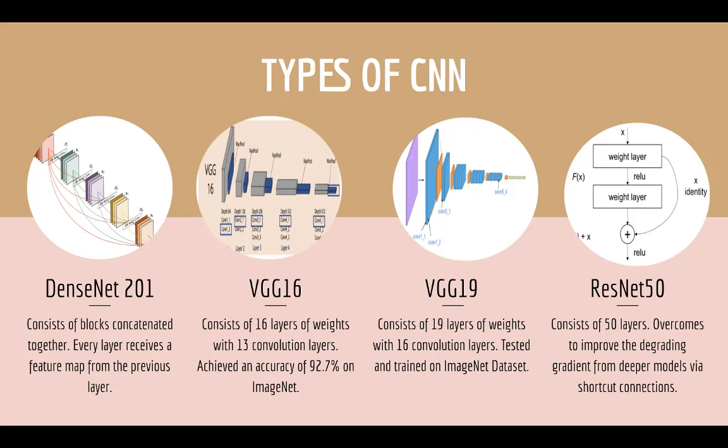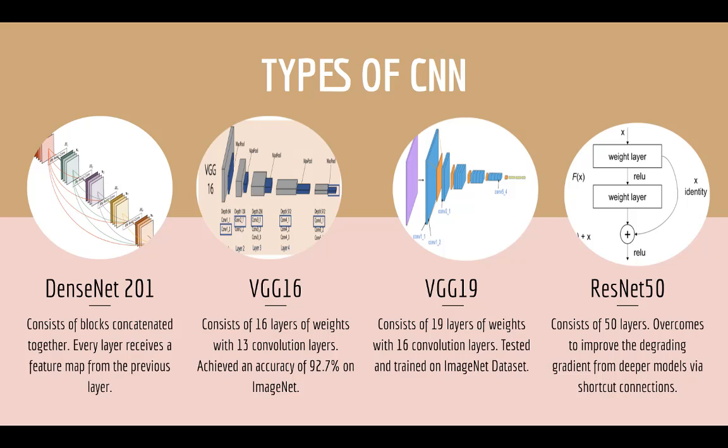Residual network consists of 50 layers, but as compared to the other deep learning neural networks, it overcomes the problem of degrading gradient from deeper models. It does this via shortcut connections. It basically connects the input of the xth layer to the input of the x plus nth layer, using the shortcut connections. It helps in solving the degrading gradient problem.